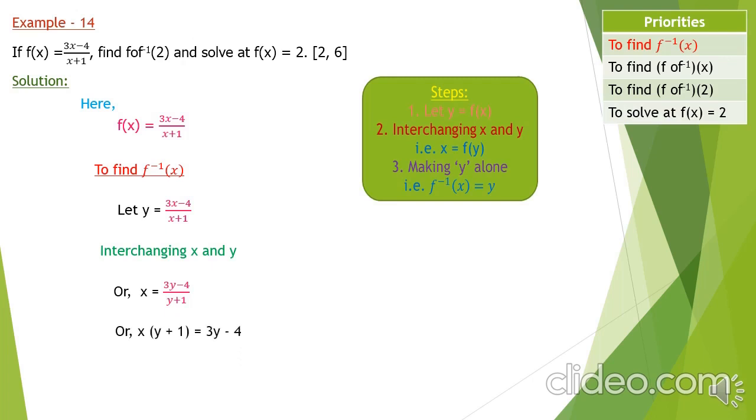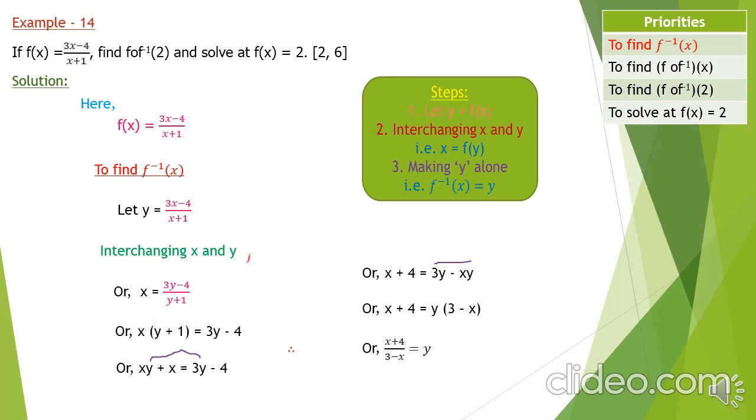See, y is there on both sides, so we have to make y alone, we have to bring both y terms together. Okay, now how can we do this? Or x plus 4 equal to 3y minus xy. Now we can take y common here. Or x plus 4 by 3 minus x is equal to y. That's our f inverse. Now we can easily find f inverse 2 also.